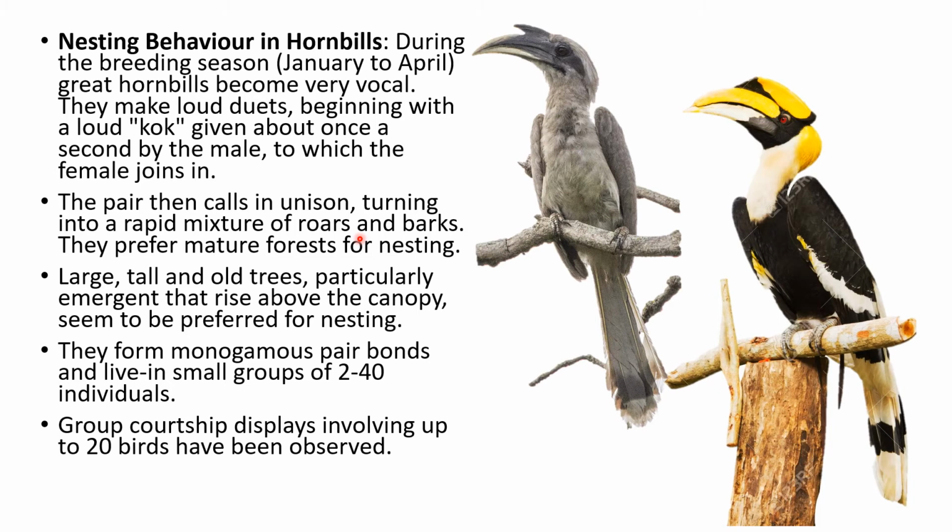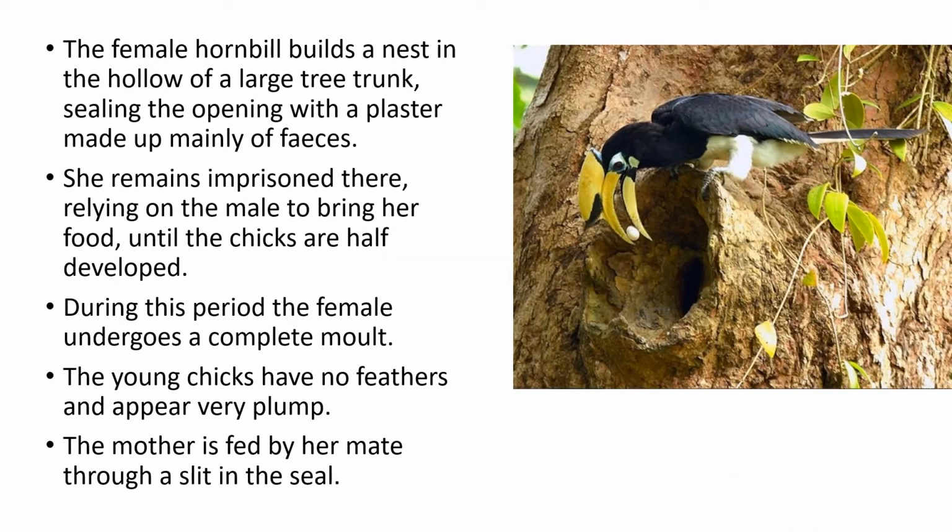They prefer mature forests for nesting. Large, tall, and old trees, particularly emergent ones that rise above the canopy, seem to be preferred for nesting. They form monogamous pair bonds and live in small groups of 2 to 40 individuals. Group courtship displays involving up to 20 birds have also been recorded. The female hornbill builds a nest in the hollow of a large tree trunk, sealing the opening with a plaster made up mainly of feces.